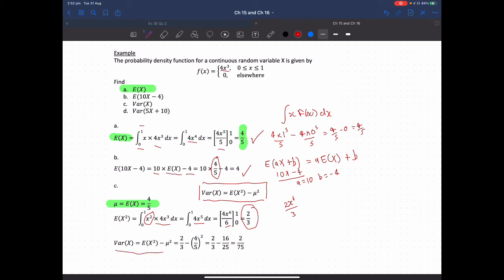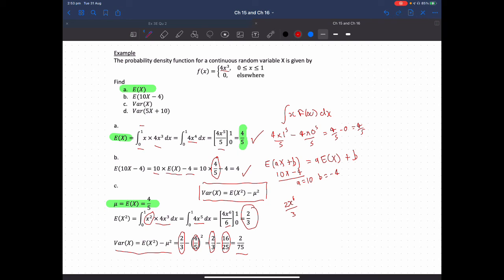variance of x is equal to the expected value of x squared minus the mean squared. The expected value of x squared we have just worked out, 2/3, minus the mean squared. The mean we've worked out is 4/5. So we have 2/3 minus 4/5 squared, which is 16 on 25. Subtracting those two fractions, we get 2 on 75. So we now know what the variance is. So we're ready to do part D.